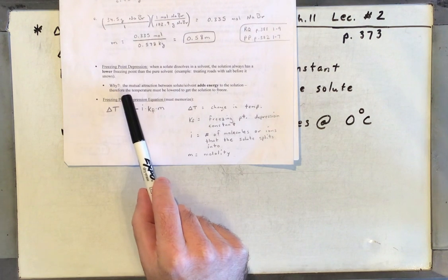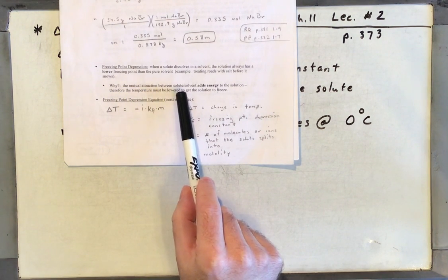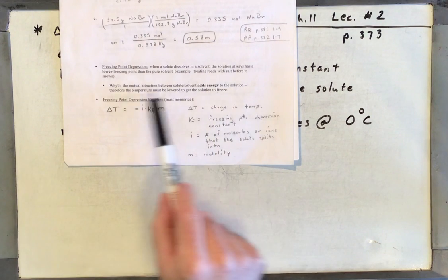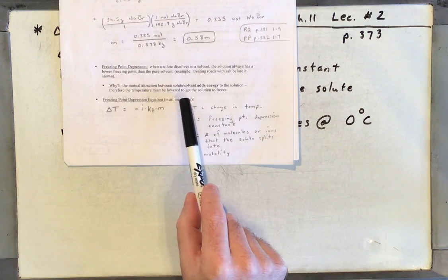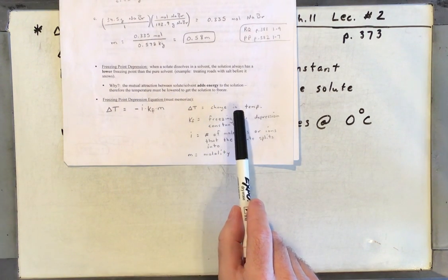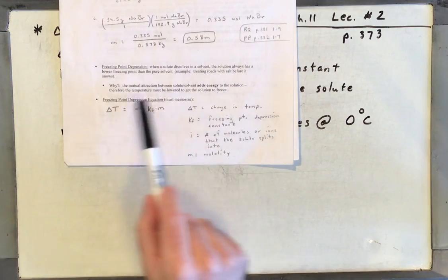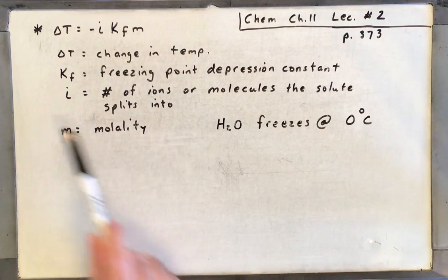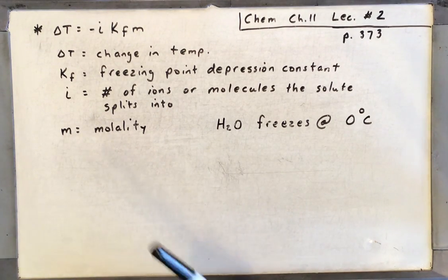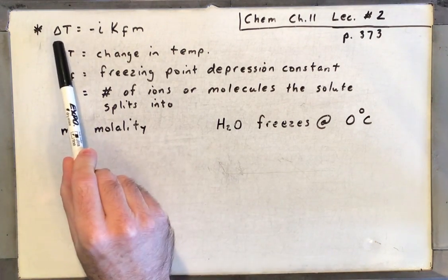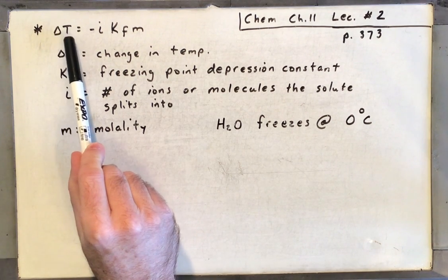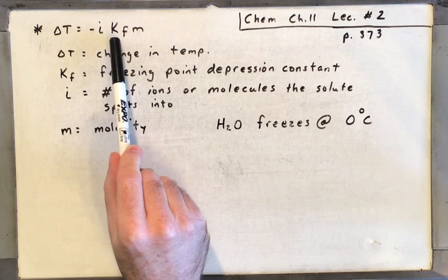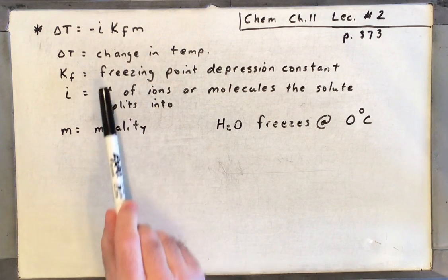So why does this happen? The mutual attraction between the solute and the solvent adds energy to the solution. Therefore, the temperature must be lowered to get the solution to freeze. So in this space down at the bottom of your notes on page 3, I want you to write all this in. So we have an equation. The change in temperature is equal to minus i times K sub F times molality.